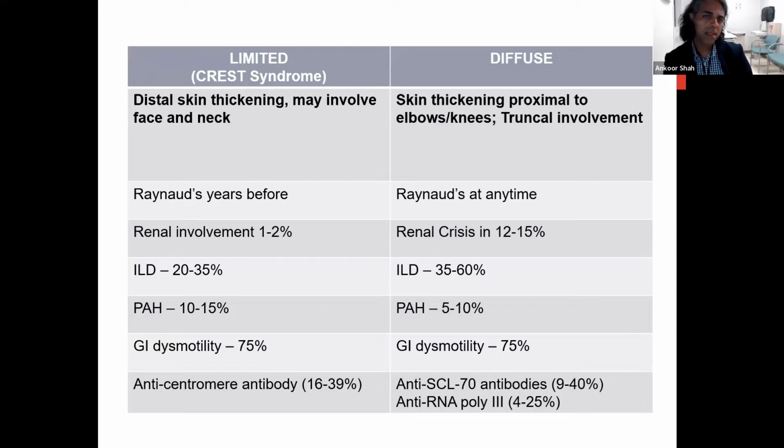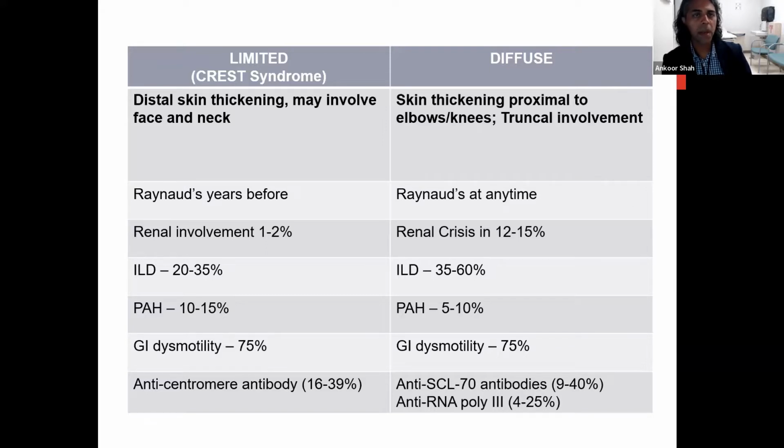There are other key differences between the limited and diffuse subtypes. In patients with limited disease, they will often have Raynaud's disease several years before developing any other non-Raynaud's symptoms, on average 7 to 10 years. In diffuse disease, I often see Raynaud's occurring at the same time that non-Raynaud's symptoms such as skin disease occur.